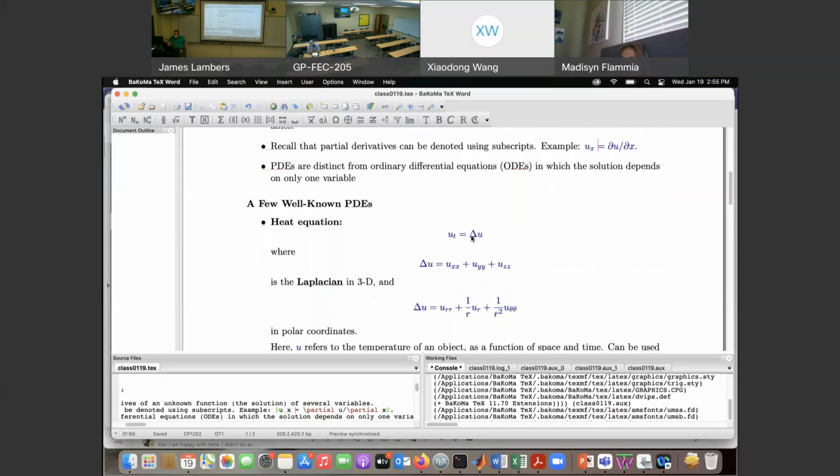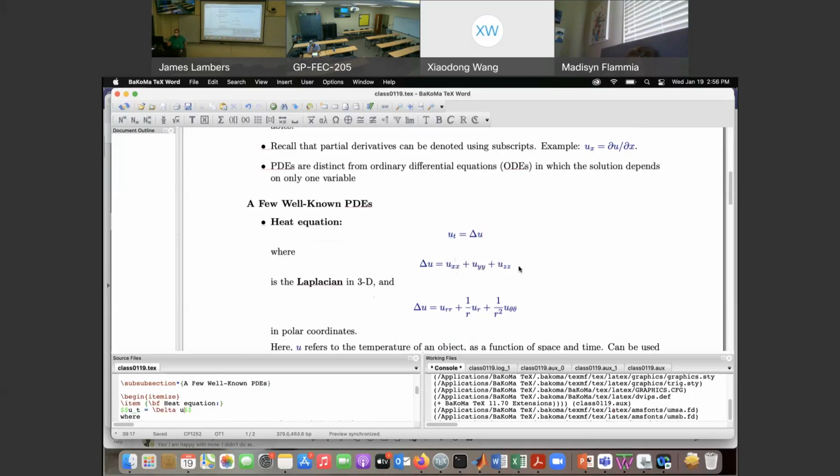Okay, so first we have what's known as the heat equation. So partial derivative of u with respect to t is equal to the Laplacian of u. Now, the Laplacian of u is a sum of second partial derivatives of u. Now, not all of the second partial derivatives, just the ones that are with respect to the same variable twice. So we have uxx plus uyy plus uzz.